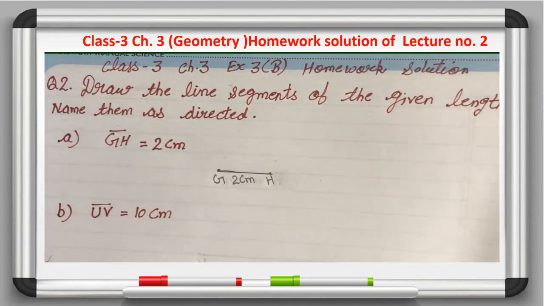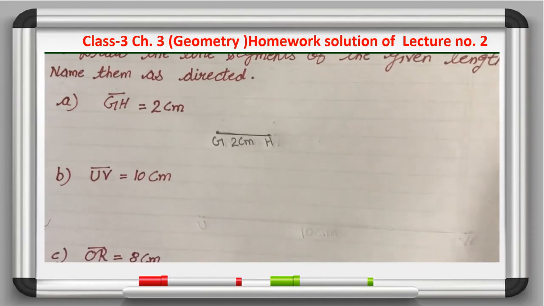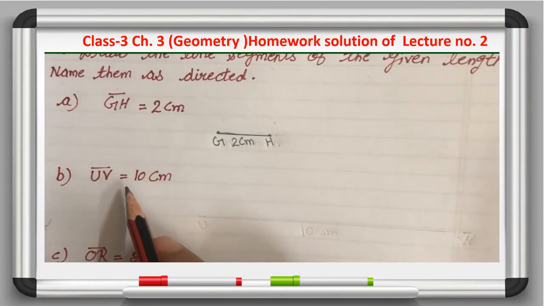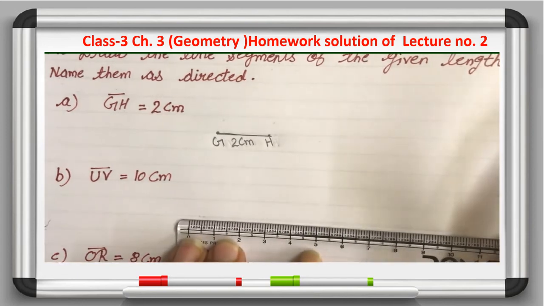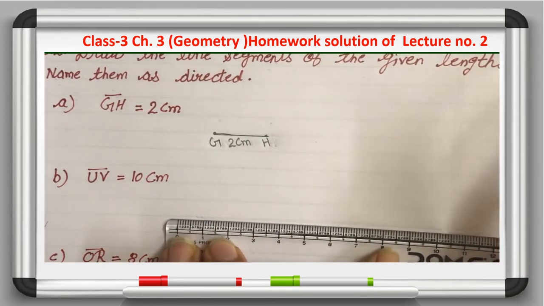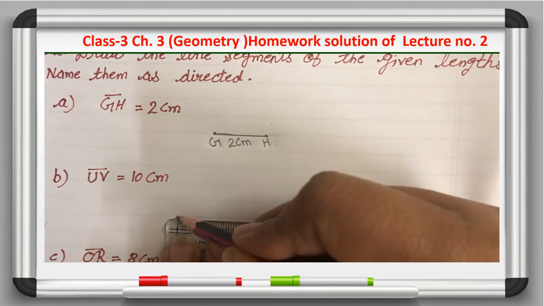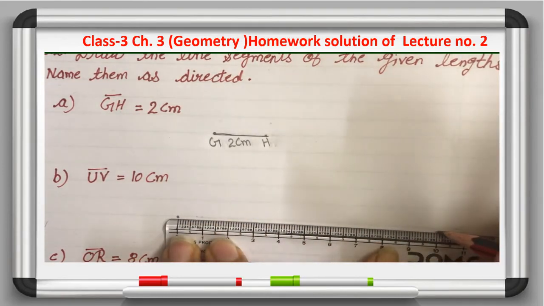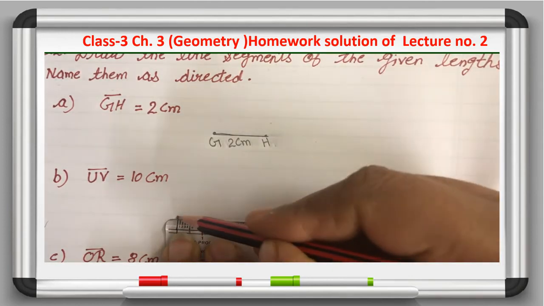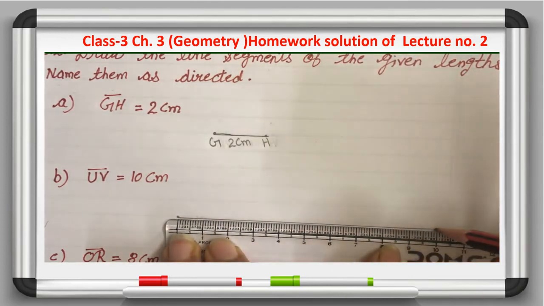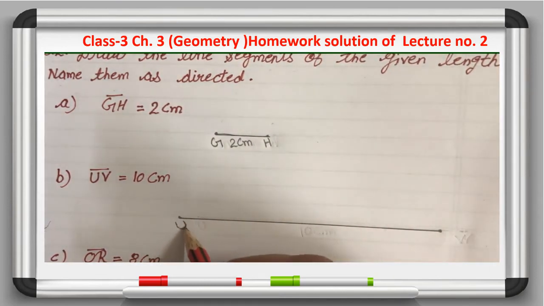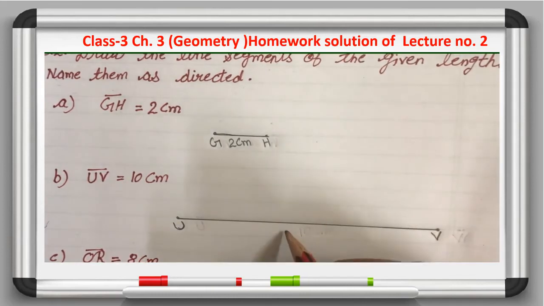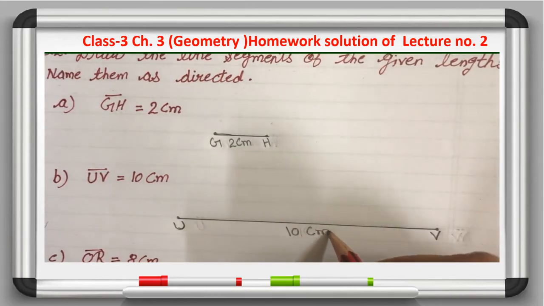Okay, now we have to draw in B part the line segment UV, and the length of this line segment is 10 centimeters. So here again we will put the scale like this. Now we have to put a dot at point 0, first dot, and another dot at point 10. Now we have to draw the line segment from 0 to 10 like this. Now we will name it, and the name of this line segment is UV. And here in between we will write 10 centimeter.